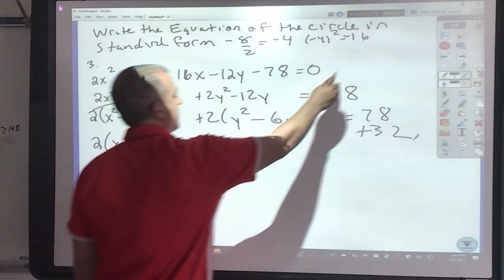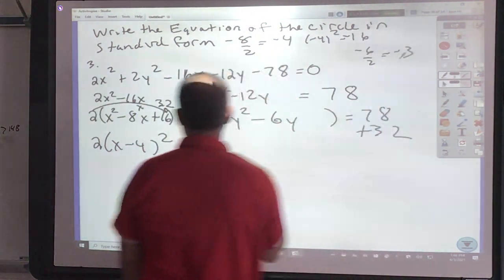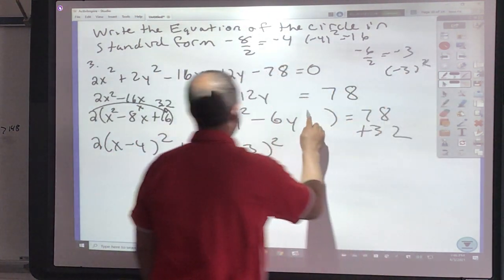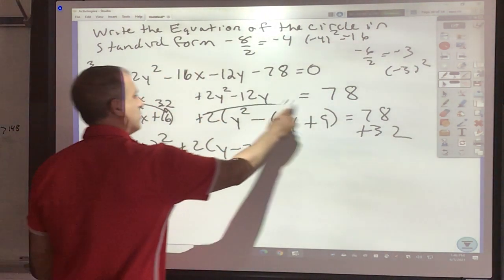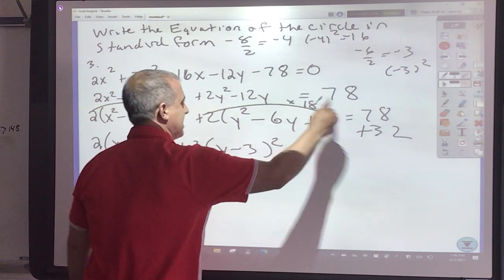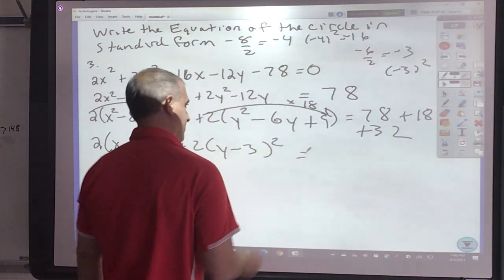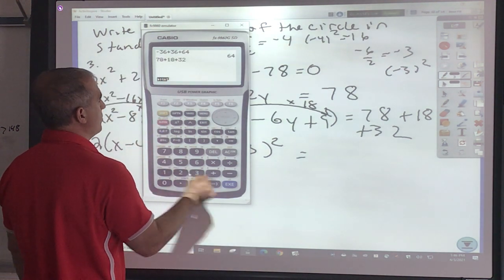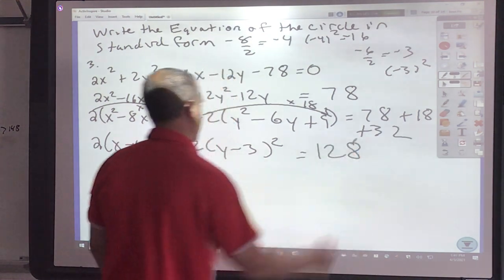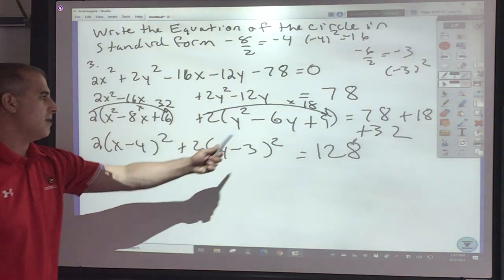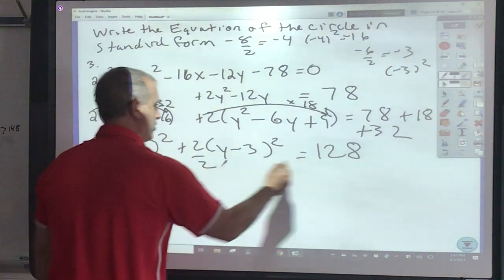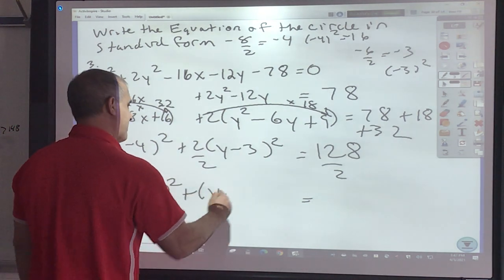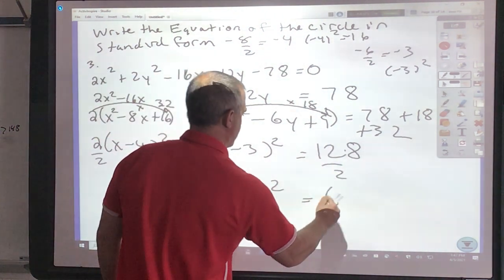Then I would do negative 6 divided by 2. It's negative 3. So I got 2 times y minus 3 squared. I want to take negative 3 and square it. It gives me 9. Now I must be careful. I got to do 2 times 9, which would be 18, and that's what I add to the other side. All right, this is going to take some practice. 78 plus 18 plus 32 gives me 128. Now to finish the circle, I divide everything by 2. So this is going to be x minus 4 squared, y minus 3 squared, and 128 divided by 2 would be 64.